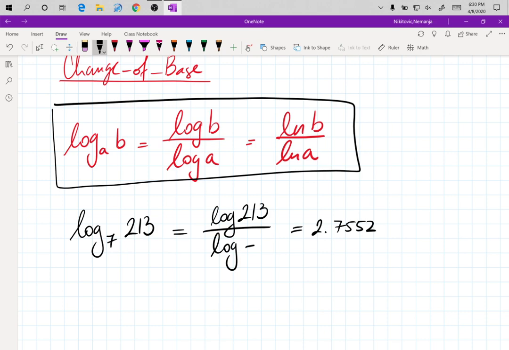So I'm going to give you another one to try. So log base 4 of 1342, whatever. So I will wait for you to solve that.